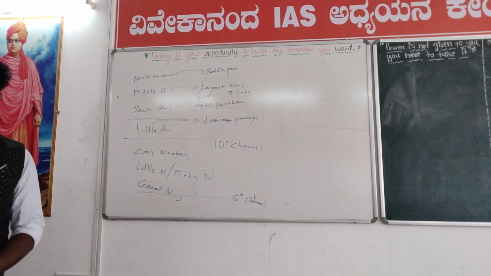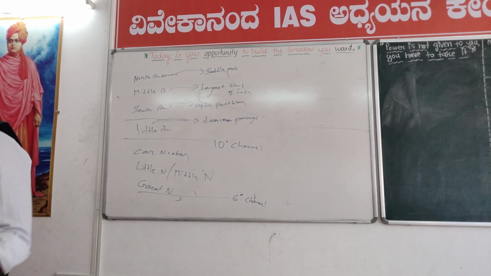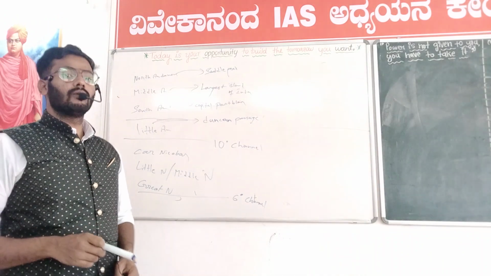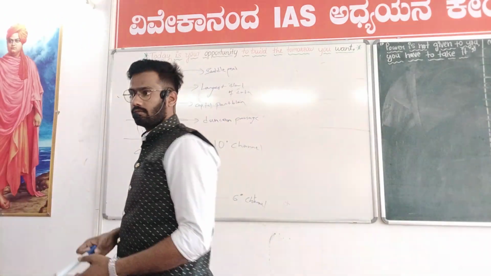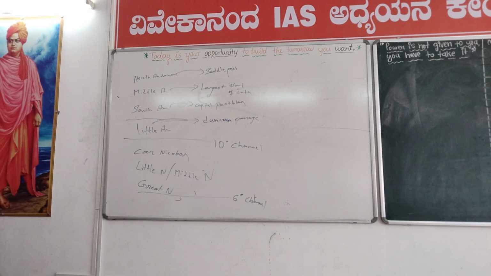And Kalam Island. There is an island called Kalam. It is named after Abdul Kalam. Kalam Island is located in Odisha. It's a missile testing island.